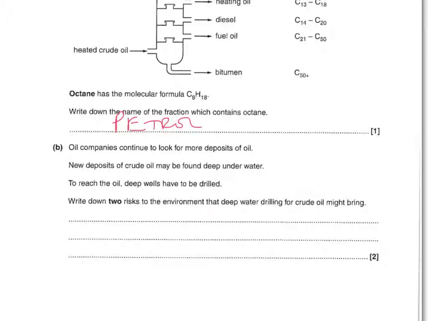So any 2 of these, you could say that it might have oil slicks or oil leaks or oil spills. You could say it damages the wildlife, or you could say it destroys habitats, or birds or fish would be killed. And another mark you could have is damage to beaches. So any 2 of those 3, so oil leaks, damage to wildlife or birds or fish killed, or it destroys habitats, or you could say it will damage beaches.